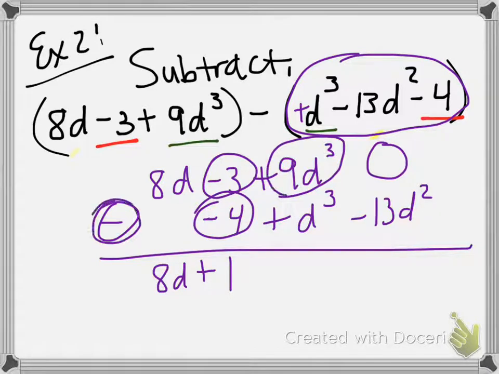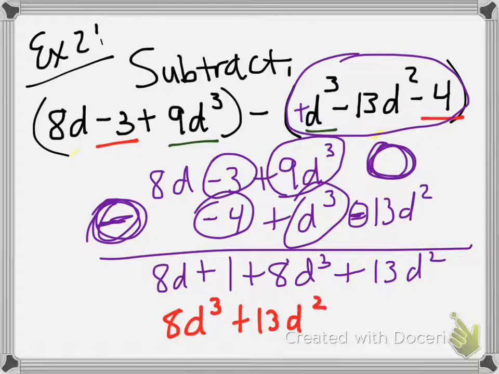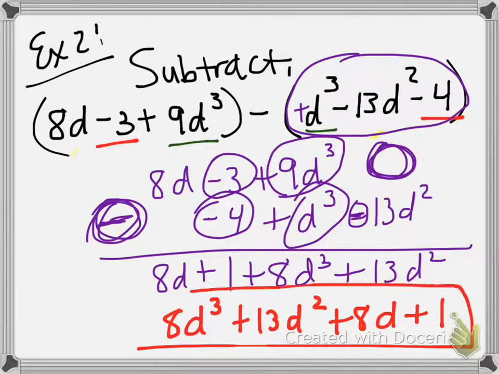9d cubed minus d cubed is positive 8d cubed. And if I have 0 or nothing minus negative 13d squared, because I'm subtracting a negative, it becomes positive 13d squared. Now I am going to change the order. I'm going to put 8d cubed first, plus 13d squared, plus 8d plus 1. That way my polynomial is in the proper order with the highest exponent being first.